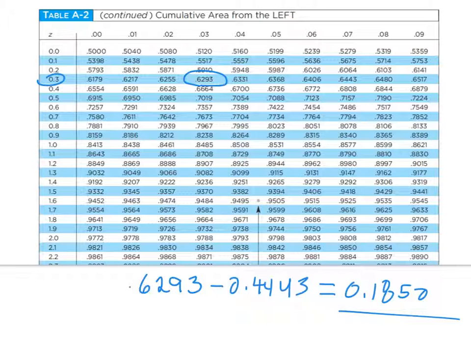So that's the key with these. How do you find the probability below? That's the easiest one, right? You just flat out read the table. How do you find the probability greater than? That's where you have to do the 1 minus. And then how do you find the probability between? That's where you have an upper and a lower, and you subtract the two values.